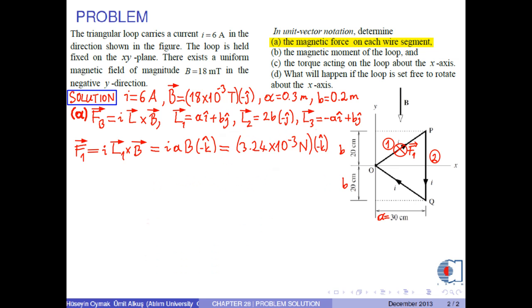For segment 2, since the magnetic field is parallel to length vector L2, then because of the cross product, the magnetic force on segment 2 is just 0.